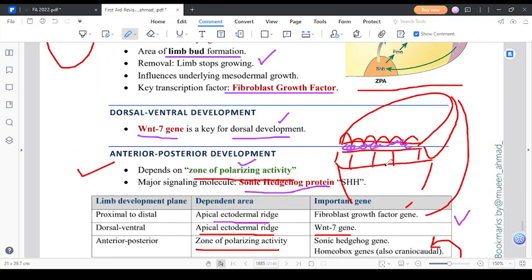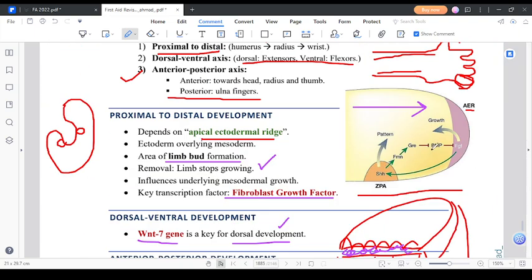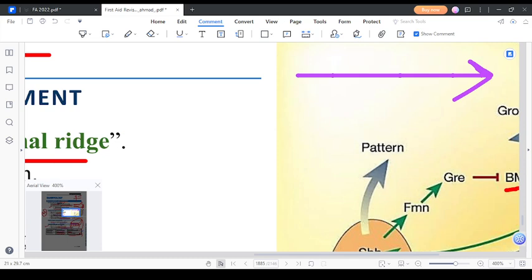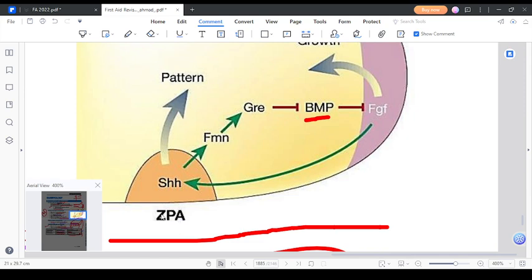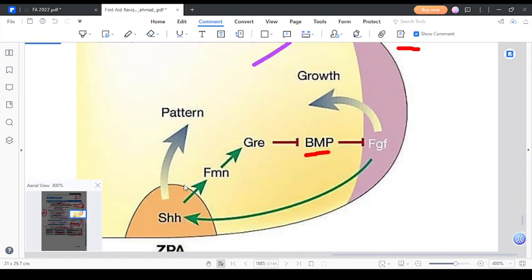Then we have this picture over here. I just want to highlight the role of BMP. If I could zoom it in, here in this picture you can see that the zone of polarizing activity is producing sonic hedgehog, and then it will be responsible for the anteroposterior axis growth. That is not our concern right now. It is producing the Gremlin protein, or the Gremlin gene basically, that normally inhibits the bone morphogenic protein or BMP, because when the limbs are growing, in that particular position we want the FGF to be in excess for the limbs to grow to the ample or optimal length.